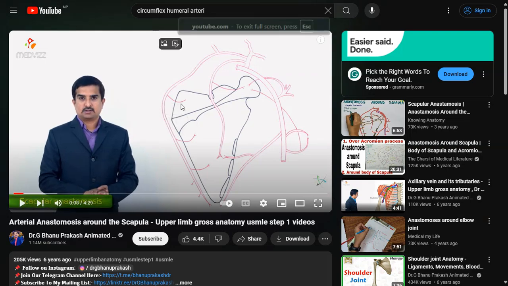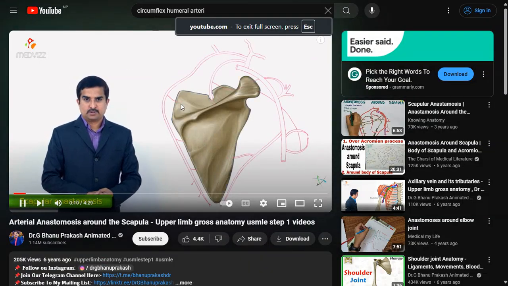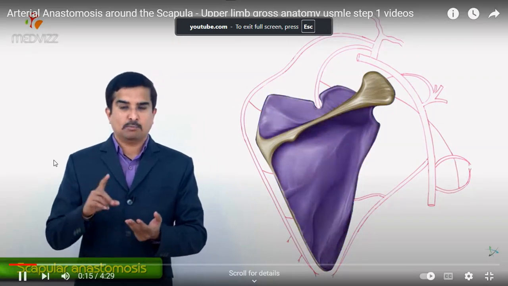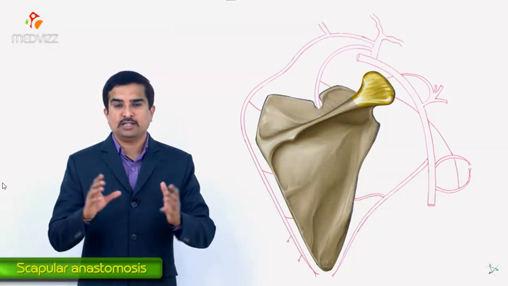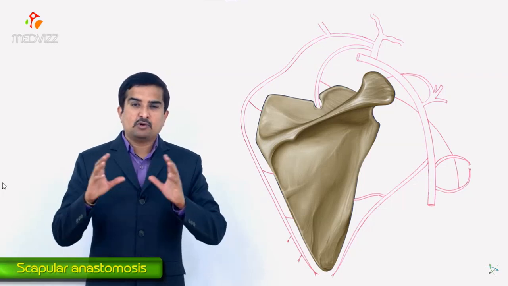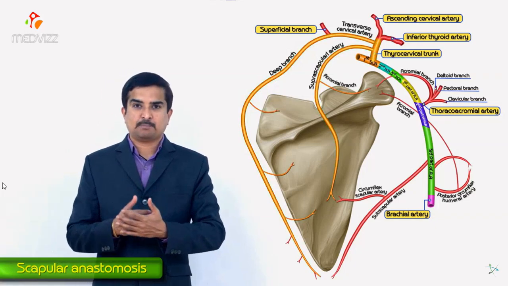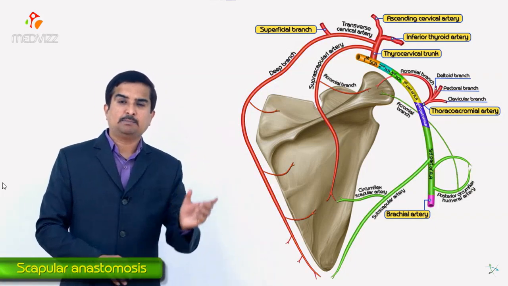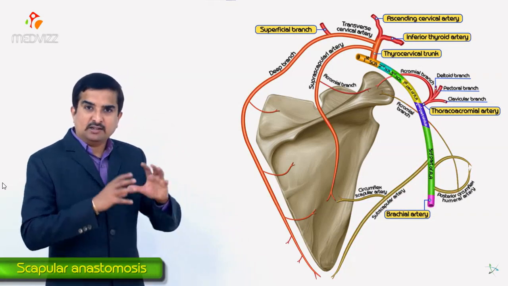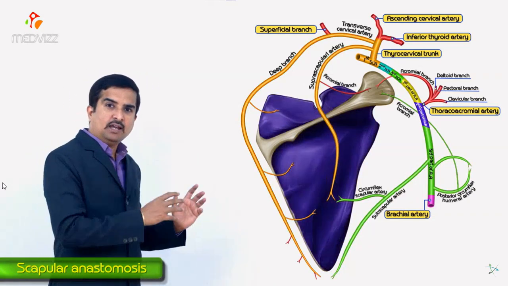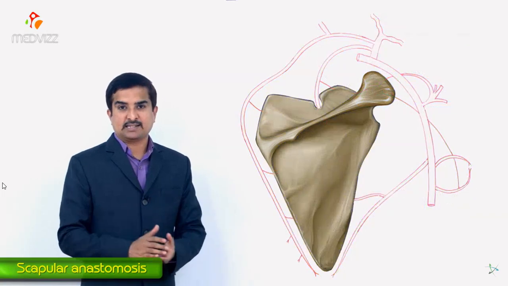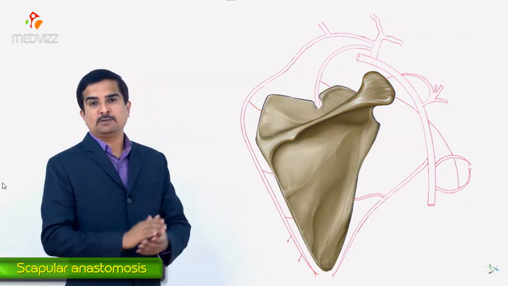Here let us discuss the anastomosis around the scapula. This morning, we will discuss anastomosis around the body of the scapula and anastomosis around the acromial process. So in general, the scapula. Let us discuss in detail how these anastomotic channels are formed from these particular arteries.